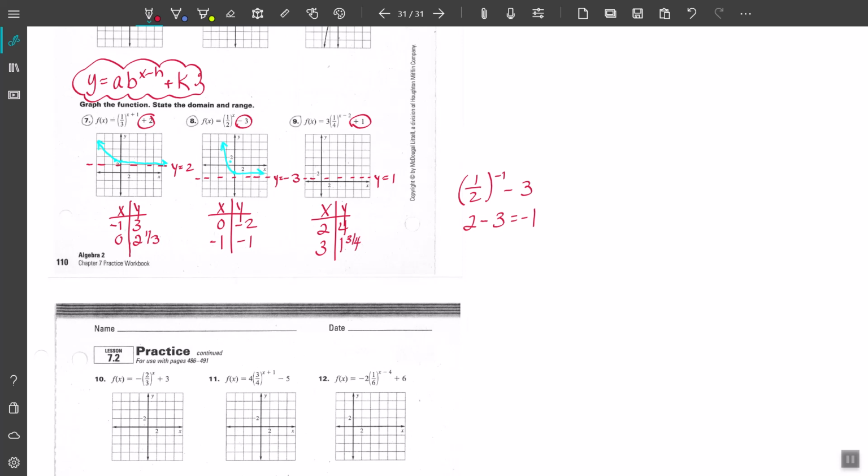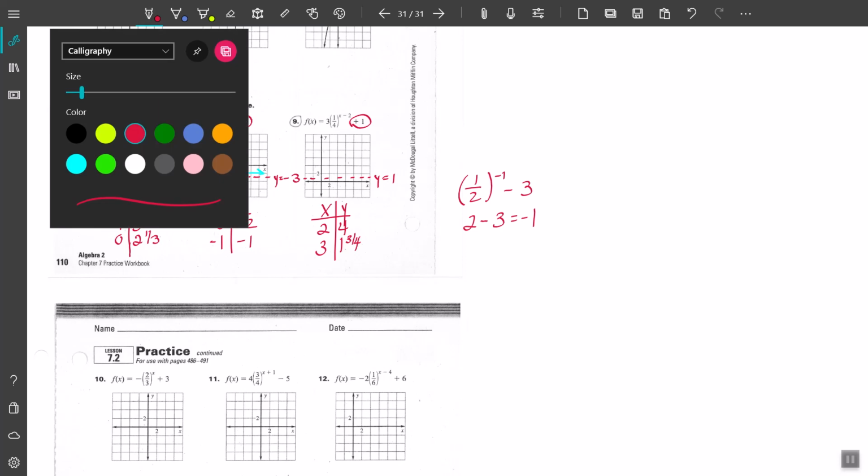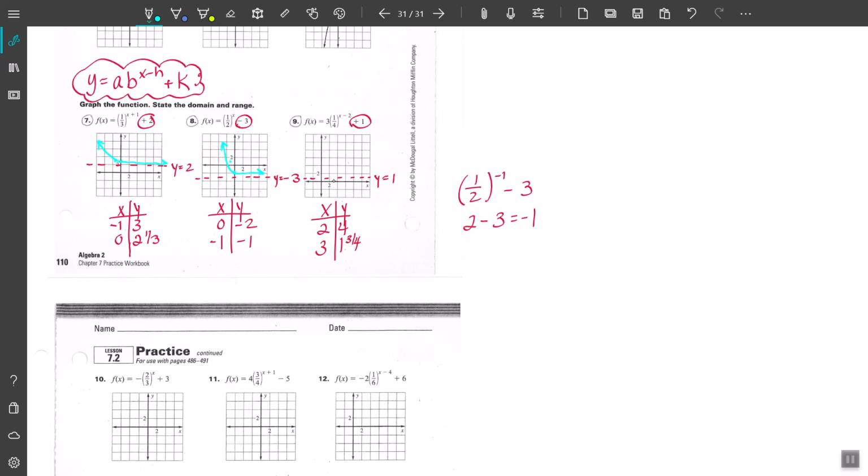So those are 2 points that are pretty easy to plot. 2, 4, 3, and 1 3/4. So that's just right over that asymptote. So we're going to come down with our curved line and get as close to the asymptote as we can without crossing it. Now we need to go back through all 3 and identify our domain and range.